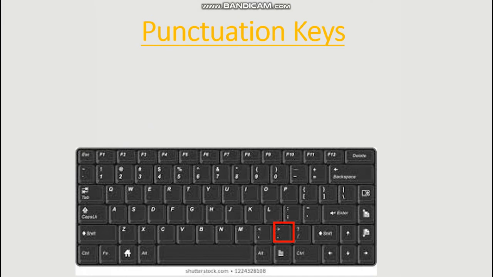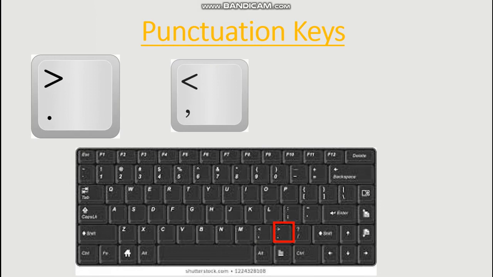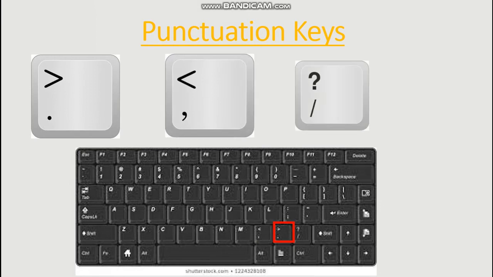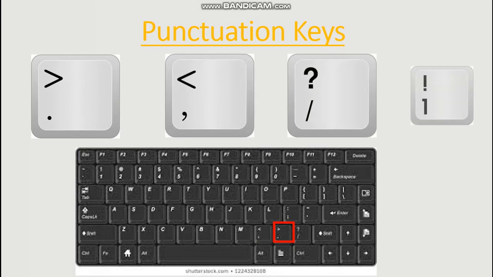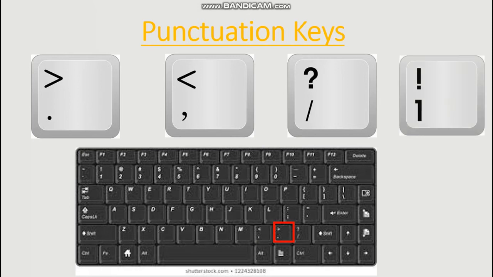The next key is the punctuation key. Punctuation marks are the special symbols that are used while writing a paragraph or a sentence. These symbols bring clarity in a language. Some common punctuation marks are full stop, comma, question mark and exclamation mark.